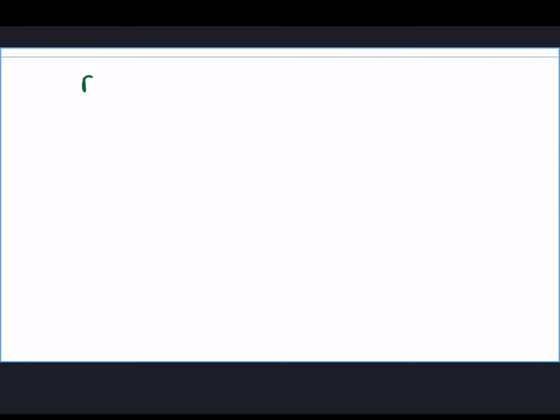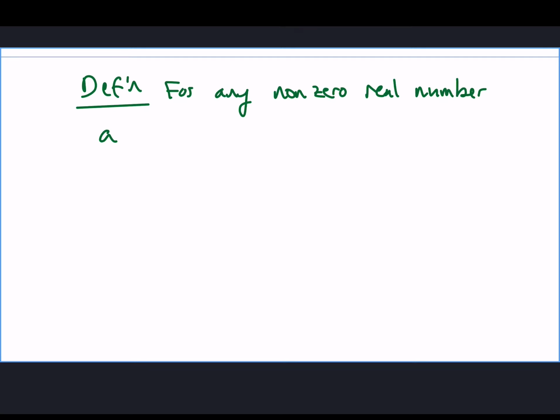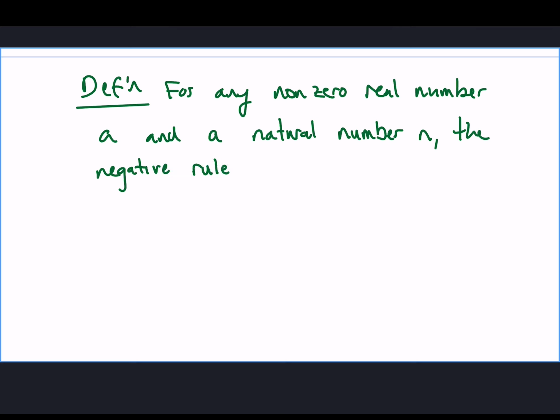All right. So definition. For any non-zero real number a, and a natural number n, the negative rule of exponents states that a to the negative n power is equal to 1 over a to the n power, which is exactly what I just told you before.